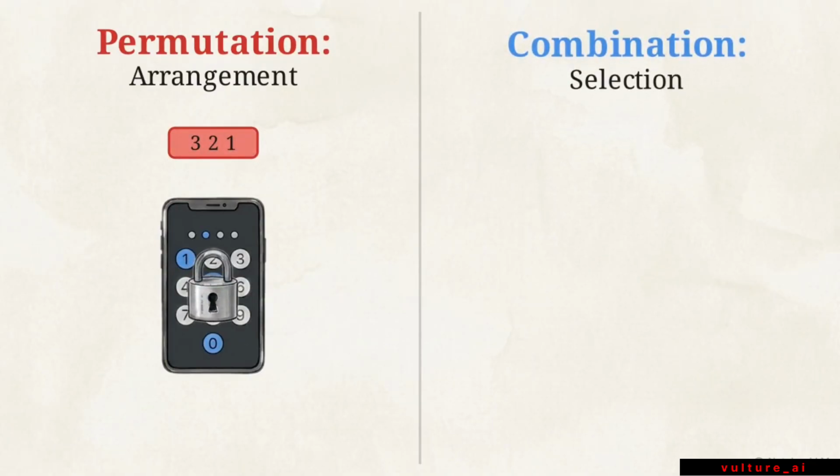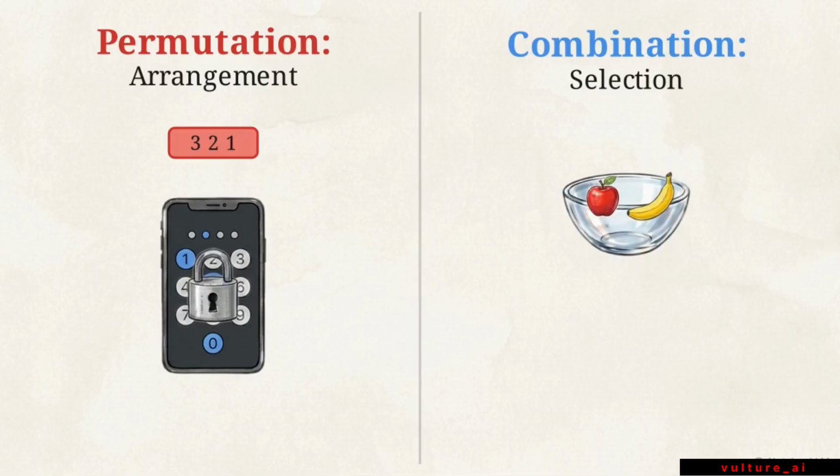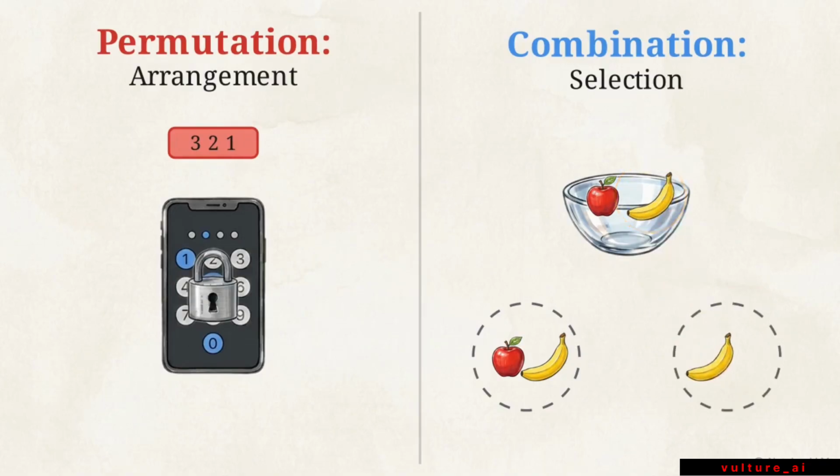On the right side, we have a combination. This is a selection where order doesn't change the result. If you pull an apple and a banana from a fruit bowl, the snack is the same whether you grab the banana first or the apple first.